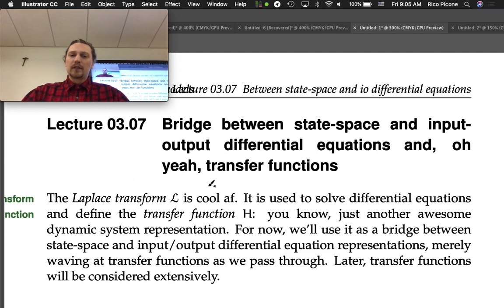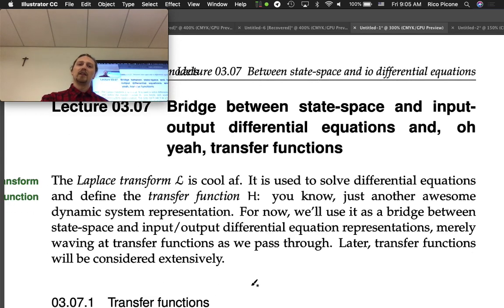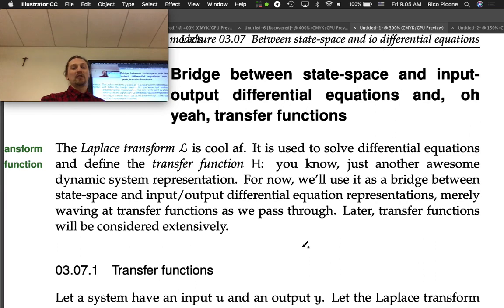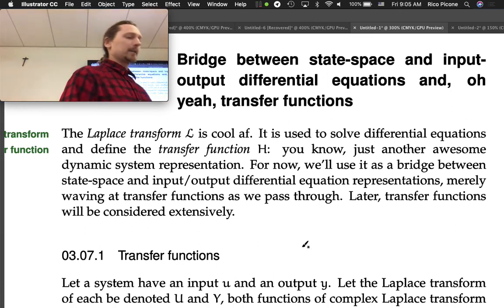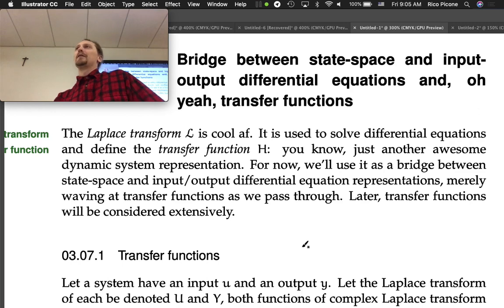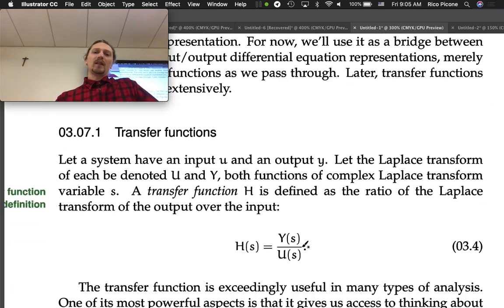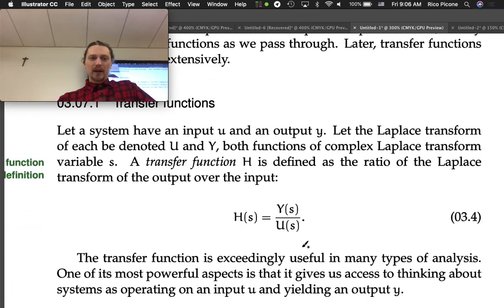So for now, we'll use the transfer function as a bridge between state space and input-output differential equation representations, merely waving at transfer functions as we pass through. I made that joke last year when I wrote this too. Later, transfer functions will be considered extensively. So we're just going to talk about it for a brief moment today. So a quick introduction to transfer functions.